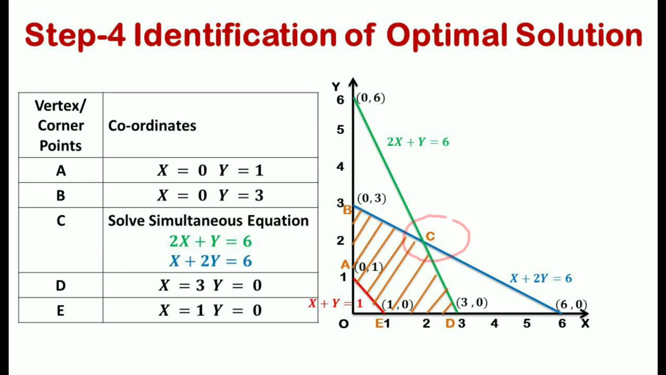See here at point C, we have an intersection point on the graph where two constraint lines are intersecting. One is green and the second one is blue. The green line shows 2x plus y is equal to 6 and the blue line shows the constraint x plus 2y is equal to 6. So we have two equations, that is 2x plus y is equal to 6, x plus 2y is equal to 6. We have to solve this simultaneous equation because we have two unknowns here. Unknown values are x and y.